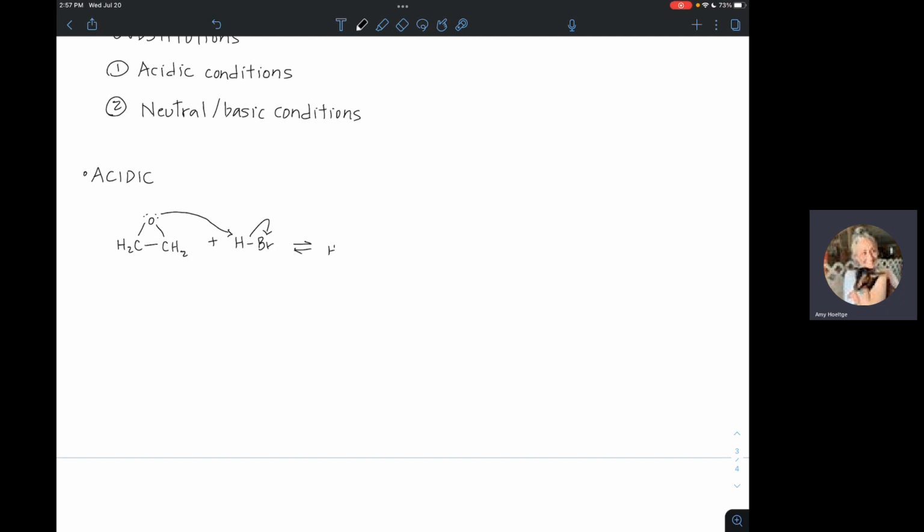So then, if this wasn't reactive before, it is really reactive now. We don't have to protonate these to get them to react. Because of the ring strain, they're already pretty reactive, right? So bromide can come in.